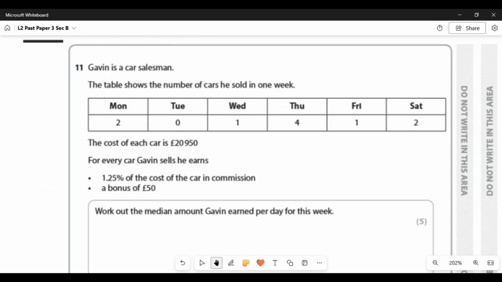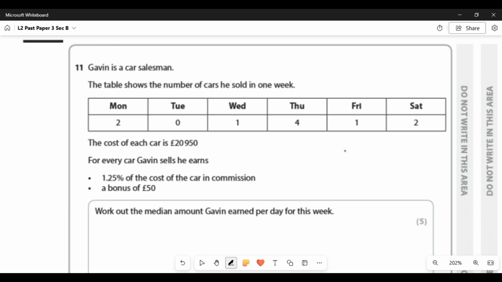Question 11. Gavin is a car salesman. Table shows the number of cars he sold in 1 week. The cost of each car is £20,950. For every car Gavin sells, he earns 1.2% of the cost of the car in commission, and a bonus of £50. Work out the median amount Gavin earned per day for this week, for 5 marks.